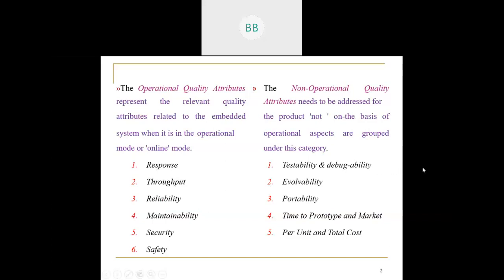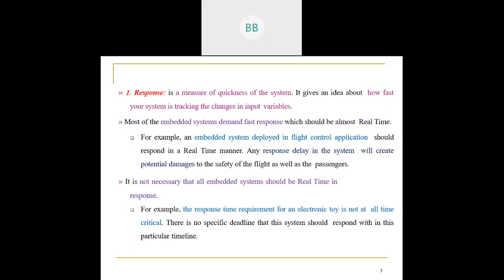The first type of operational attribute is response. We know that most of the embedded systems are basically designed and developed to be deployed outside, in an environment. These embedded systems are expected to react spontaneously and instantly to the changes happening in an environment.